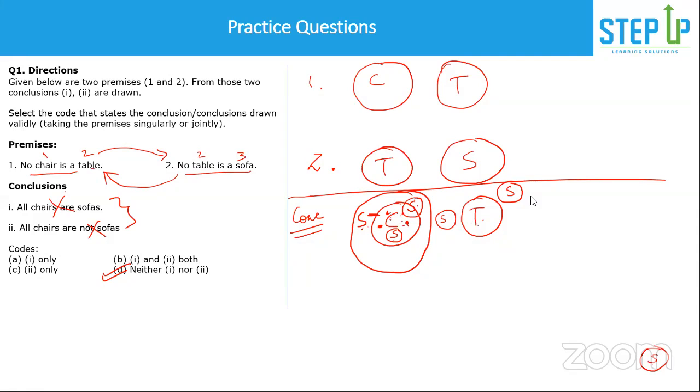Some people are saying, what is sofa? It doesn't matter. It is just X, Y, Z. You can assume it anything, right? Don't use common sense in these ones. What is actually sofa? It doesn't matter. What is actually table? It doesn't matter.